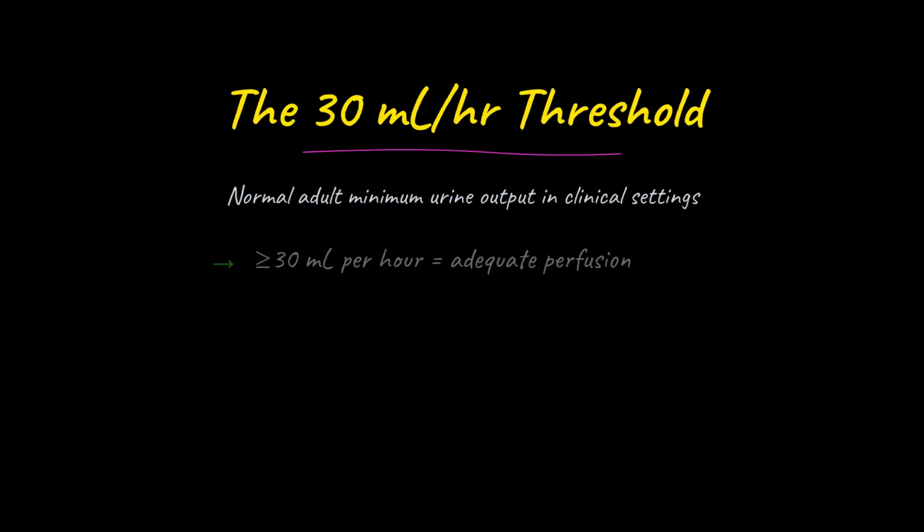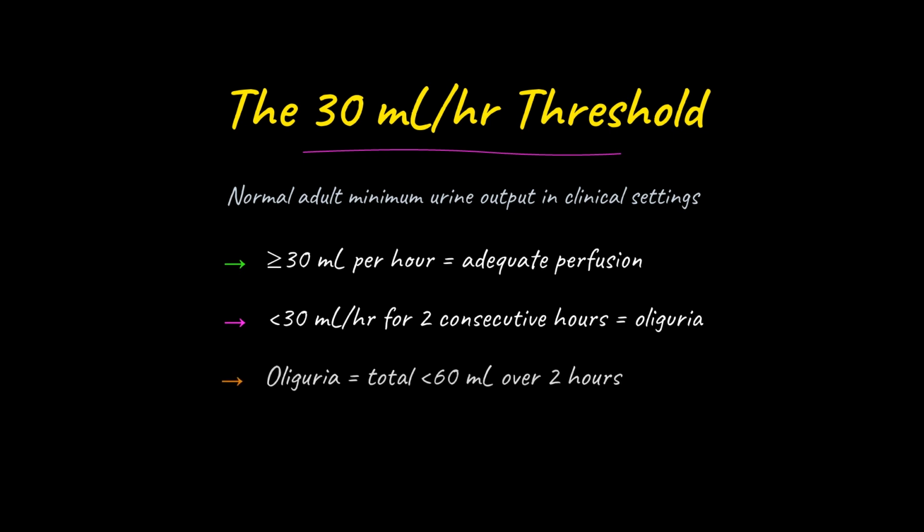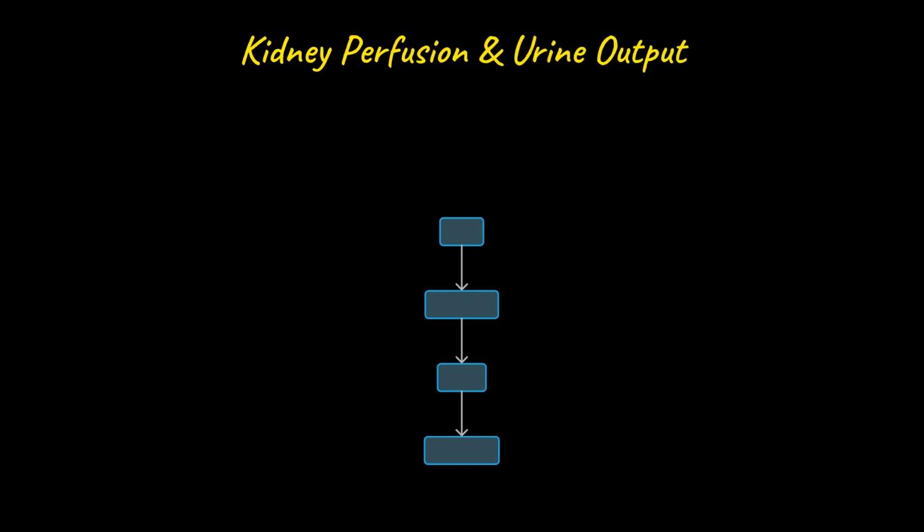The benchmark is 30 milliliters per hour. When output falls below this for 2 consecutive hours, meaning less than 60 milliliters total, that meets the clinical definition of oliguria. At that point, the PCT must notify the nurse immediately, not wait for the next scheduled assessment round. The kidneys are highly sensitive perfusion monitors.